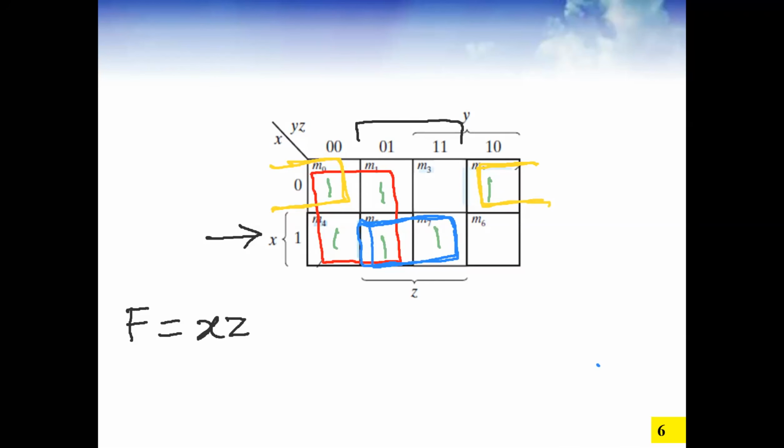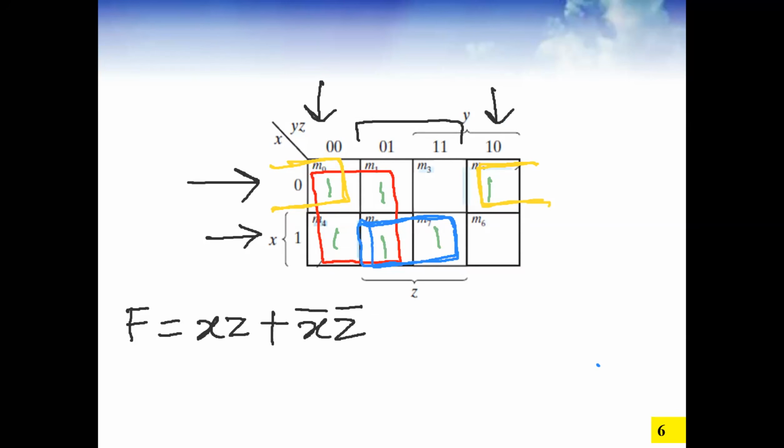Now, plus, check for the yellow color. Row wise first, then column wise. So X complement is common, X naught, and from the top, column wise, what is common? Z complement. Absolutely right. Z complement. All right. Now what is remaining?